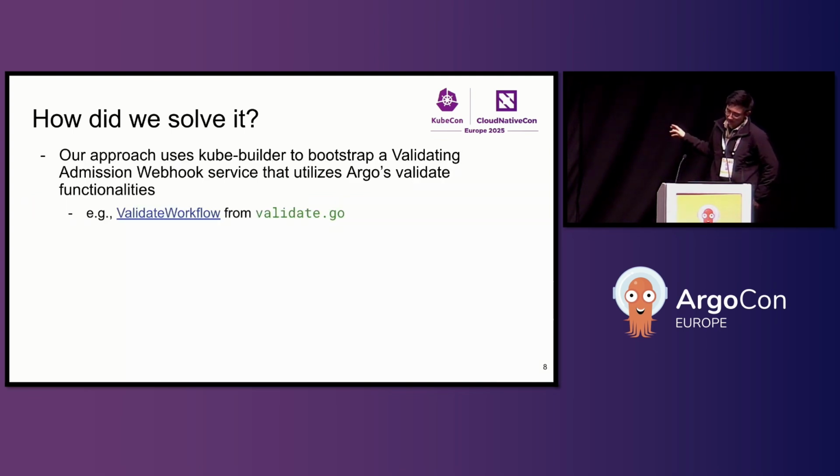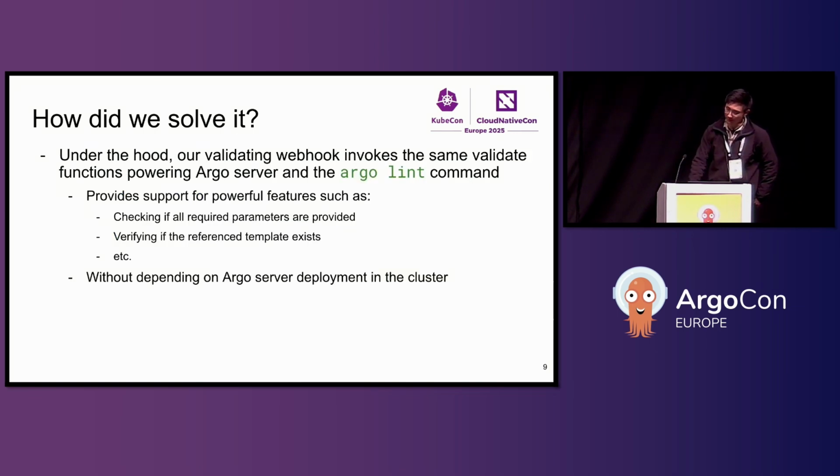So more specifically, we use Kube Builder to bootstrap a validating admission webhook service. And under the hood, we actually just use the Argo validate function. If you're not familiar, there's a file called validate.go in the Argo codebase. This is actually what powers Argo lint and Argo server for validating a workflow.